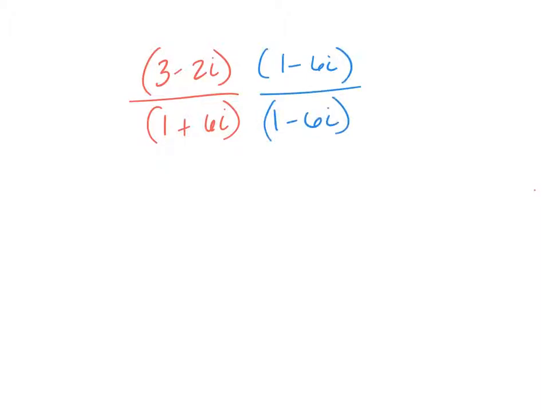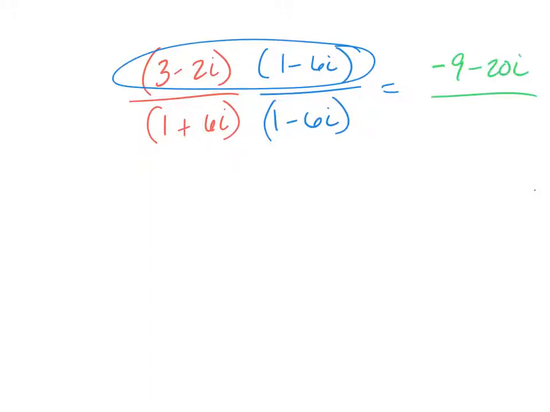Okay? And for the division ones, I'm going to let you use your calculator, but you can't put all this in at once. Put the top in first in your calculator and get your answer and tell me what you get. So you get negative 9 minus 20i, and then put the bottom in. The bottom's always going to give you a number, and I believe it's 37. Make sure that I'm right.